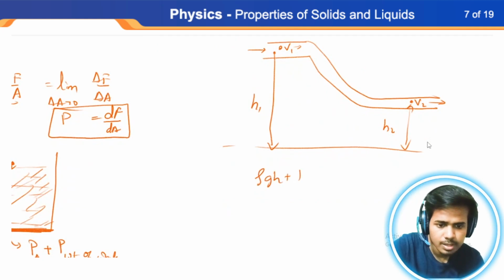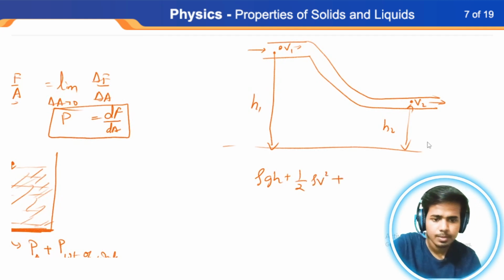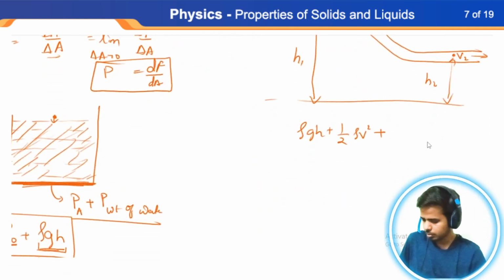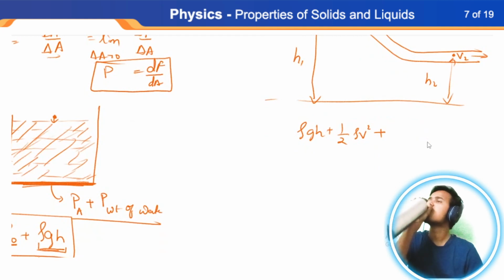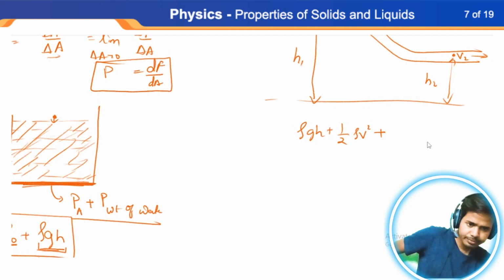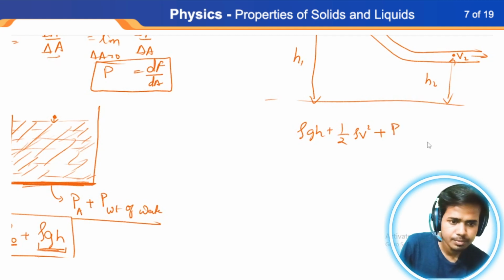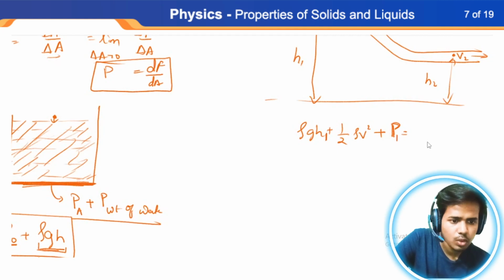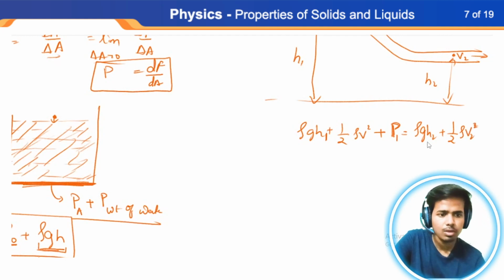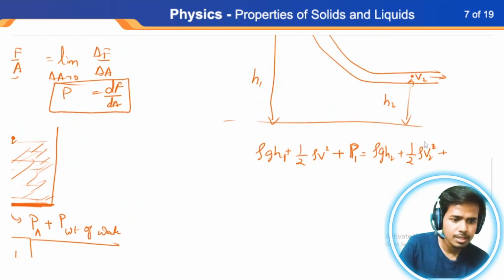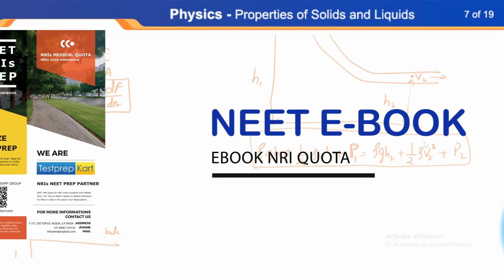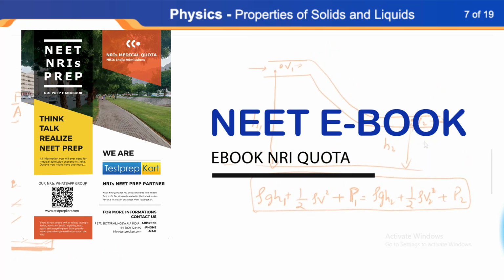So rho g h1 plus half rho v1 square plus the pressure at that point, P1, must be equal to whatever terms it was, rho g h2 plus half rho v2 square. I'm taking the same rho because it is the same fluid which is flowing, plus P2. This is called Bernoulli's theorem, and it is very simple.